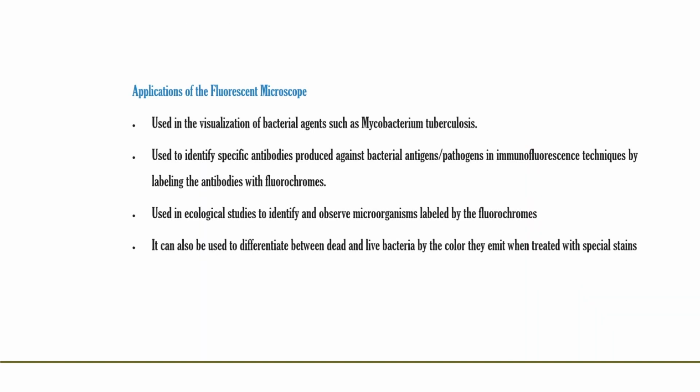Applications of the fluorescent microscope. Used in the visualization of bacterial agents such as Mycobacterium tuberculosis. Used to identify specific antibodies produced against bacterial antigens or pathogens in immunofluorescence techniques by labeling the antibodies with fluorochromes. Used in ecological studies to identify and observe microorganisms labeled by the fluorochromes. It can also be used to differentiate between dead and live bacteria by the color they emit when treated with special stains.